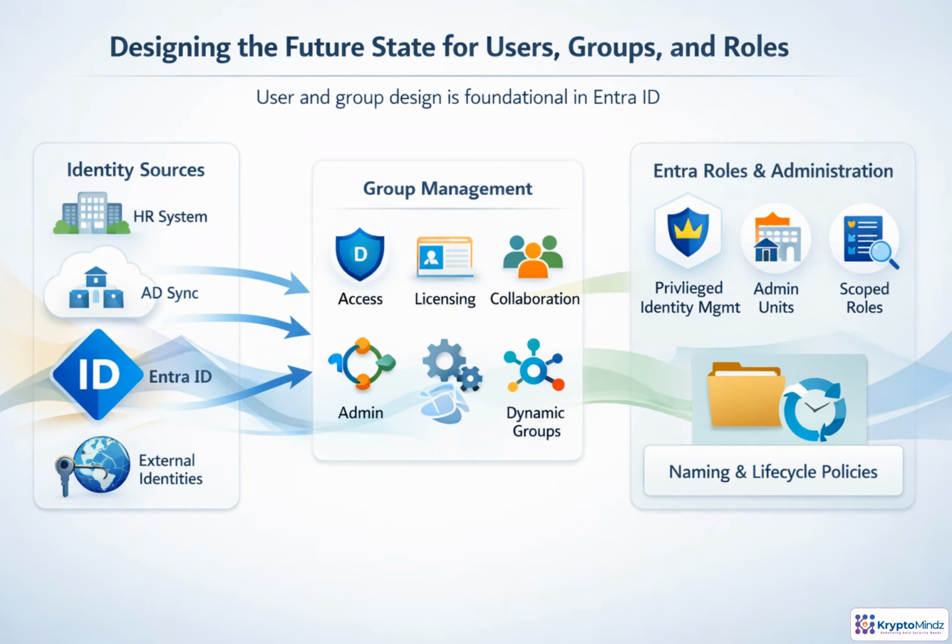Future state identity design begins with where each identity is mastered. For employees, that may be HR plus synchronized Active Directory. For cloud-only or external users, Entra ID or partner identity sources may be authoritative. Next, rationalize groups by purpose: separate access, licensing, collaboration, administration, and dynamic membership, so each group has a clear job. For administration, move away from broad legacy delegation. Use Entra roles, administrative units, scoped roles, and privileged identity management. Finally, standardize naming, ownership, lifecycle rules, and periodic reviews so the model stays clean over time.